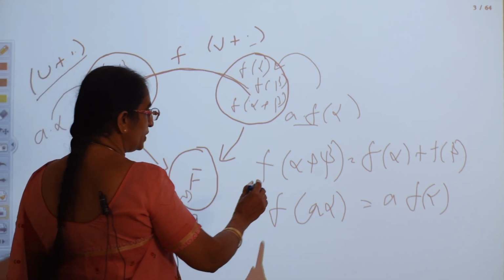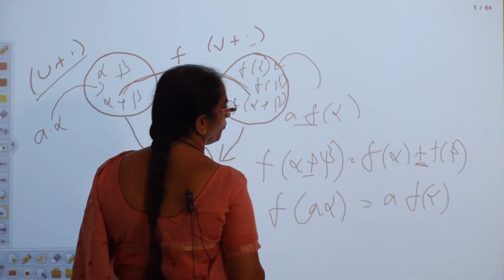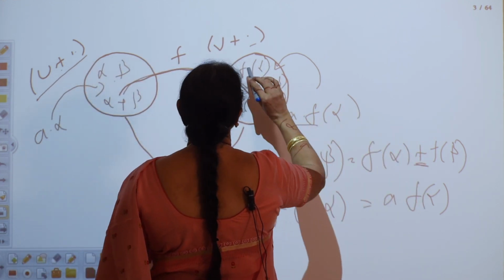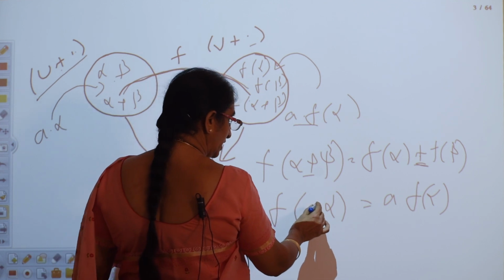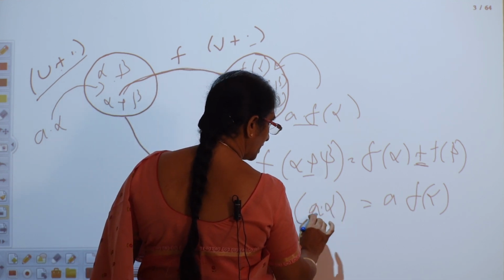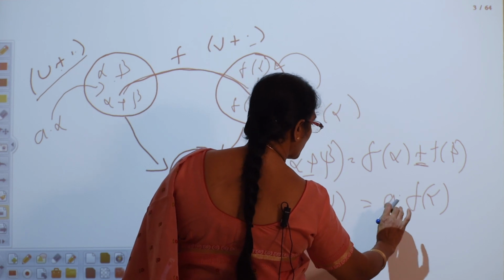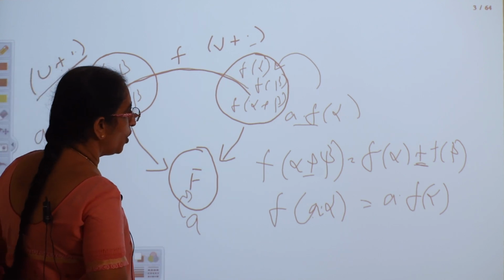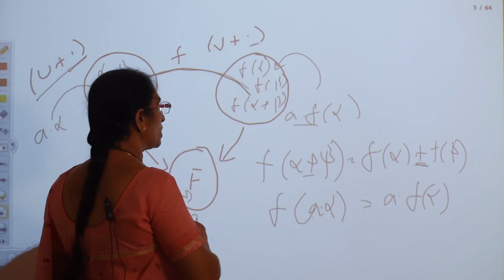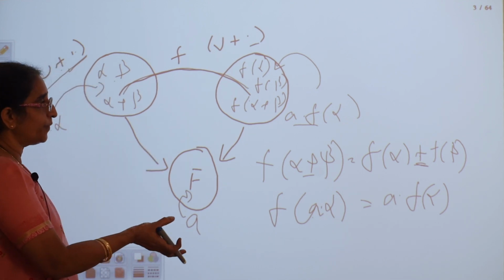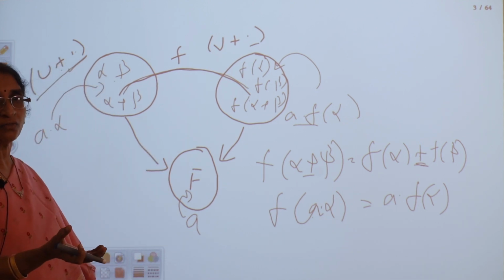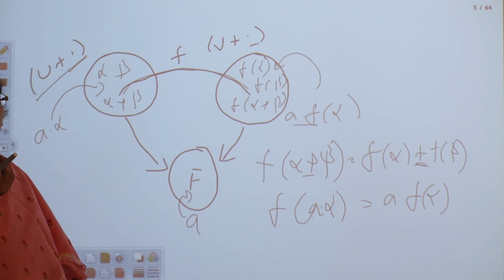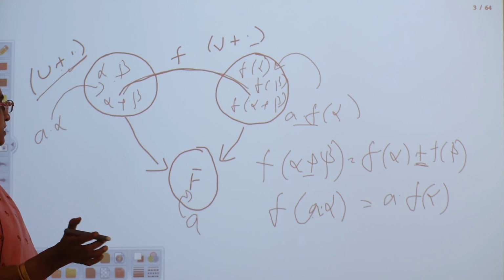See here. Now, this plus is different from this plus. Why? This plus is the vector addition of U. This plus is the vector addition of V. Similarly, in a dot alpha, the dot between a and alpha is different from the dot between a and f of alpha. This dot is the scalar multiplication of U and this dot is the scalar multiplication of V. Okay. Now, if these two properties are satisfied by any function f, which is defined from U to V, then we say that it is a vector space homomorphism or linear transformation.